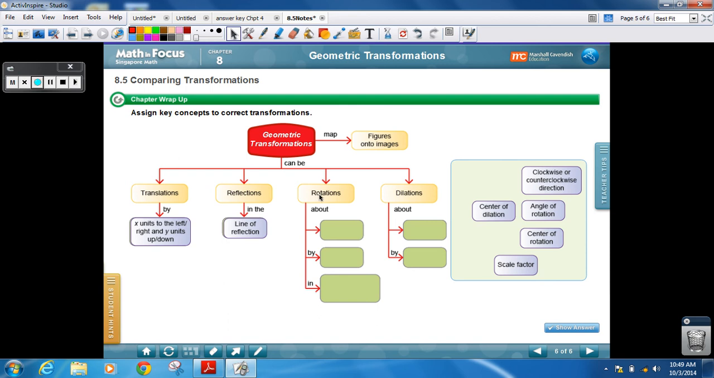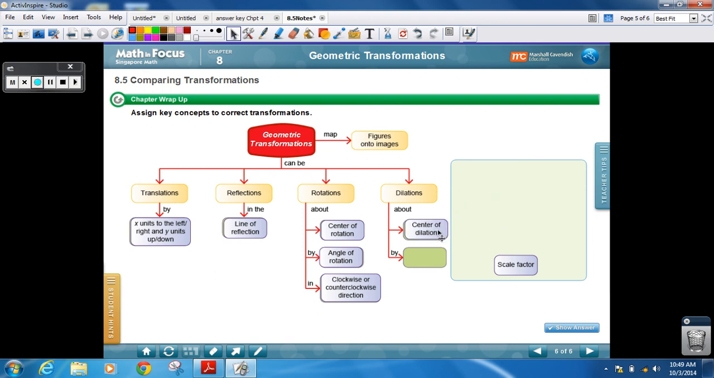A rotation, which is a turn, goes about the center of rotation by an angle of rotation in a clockwise or counterclockwise direction. A dilation moves about the center of dilation by a scale factor. You might need to pause it to get that filled in on yours.